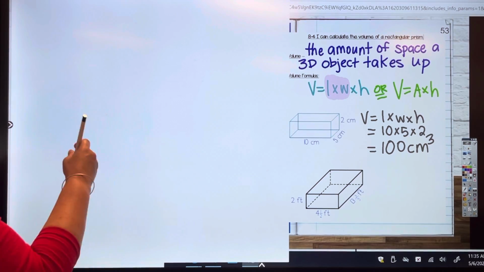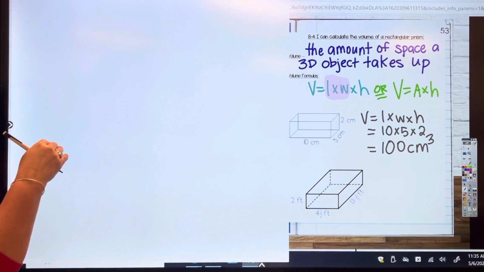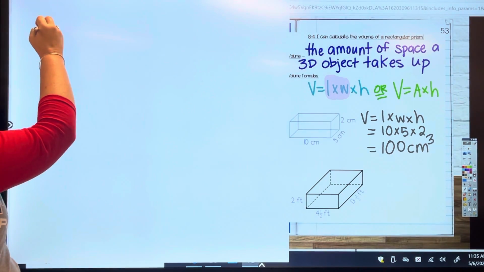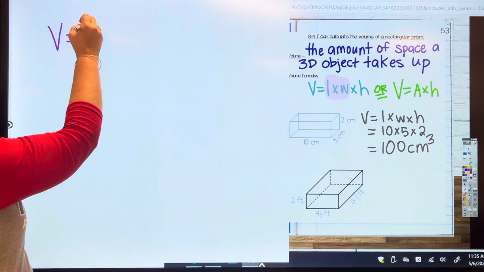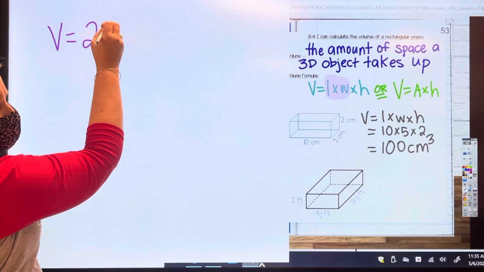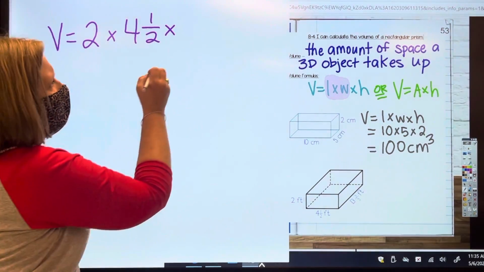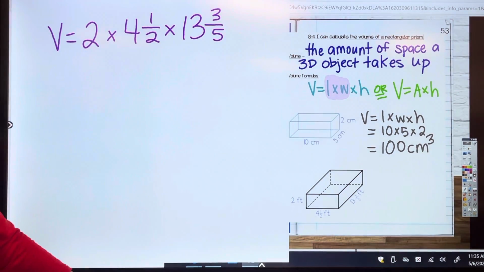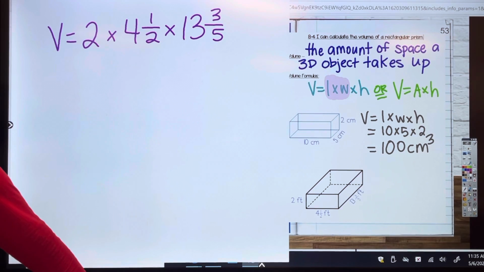All right, let's look at the next one. I am going to work the next one on the left. If you'd like to work it on the left, that's fine. It's hard to see down there at the bottom for the people at the back, we've got 2 times 4 1/2 times 13 3/5.